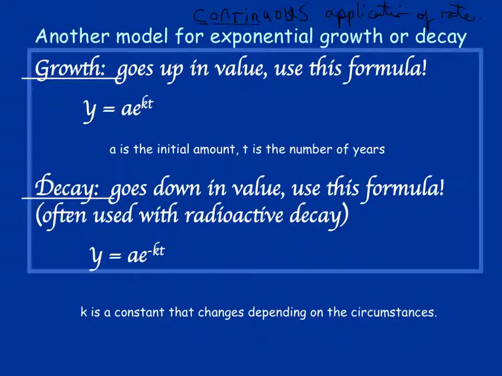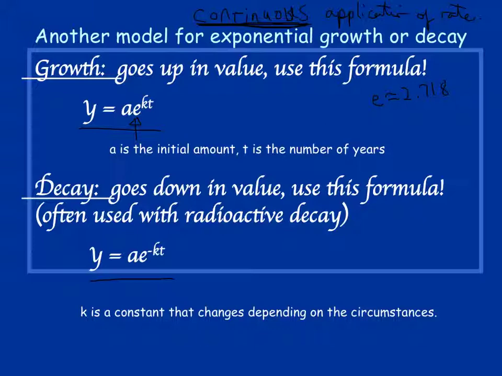Okay, so anytime you see the word continuous or continuously, usually that means we're going to be using these two formulas. Okay. Now what's different about these two? We see that there's an E and a K. Remember that E is just a number. E is approximately 2.718. So that's going to be my base. E is going to be my base right here.